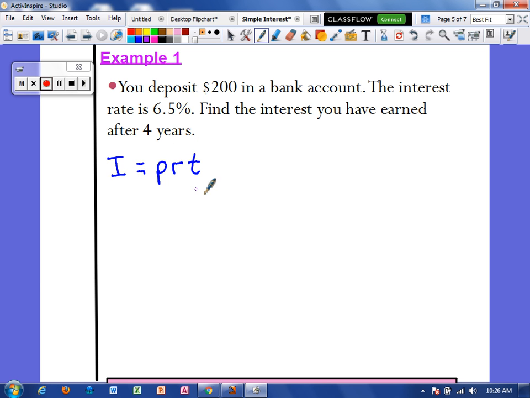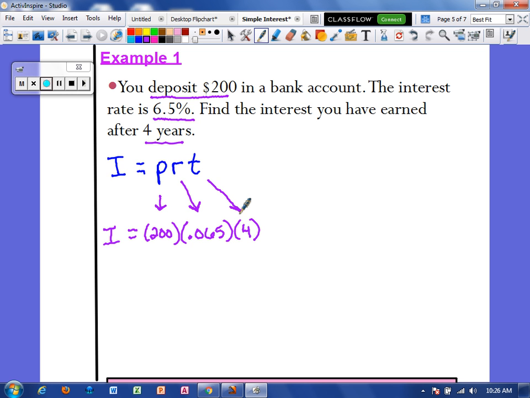So the principal is the amount of money that we're working with. So there was a deposit of $200. So the principal is $200. Now the rate is whatever the interest percentage is. That is 6.5%. And we want to keep that in decimal form. So that would be 0.065. So there's the rate. And then we're going to multiply that times the time in years. And they gave us 4 years. And all we're going to do is multiply those 3 together.